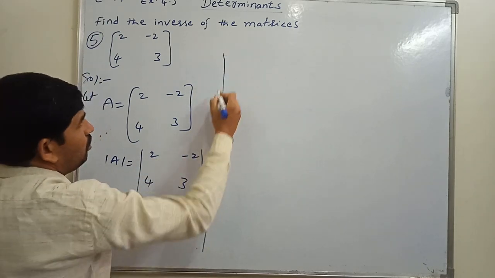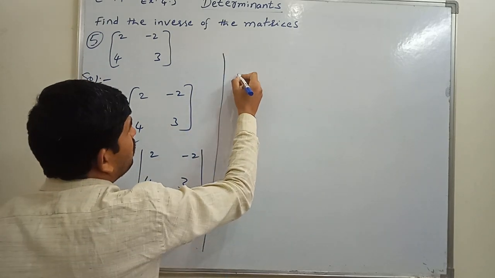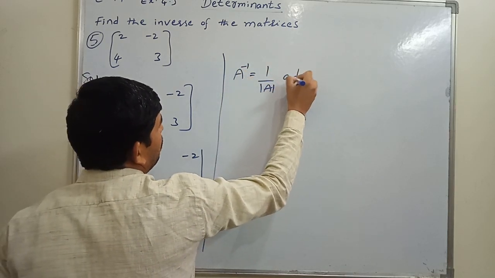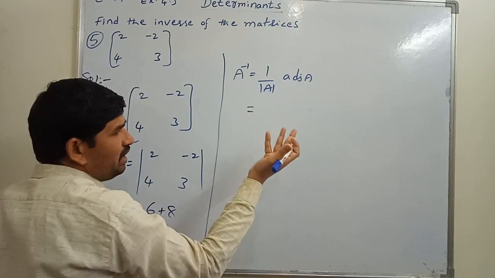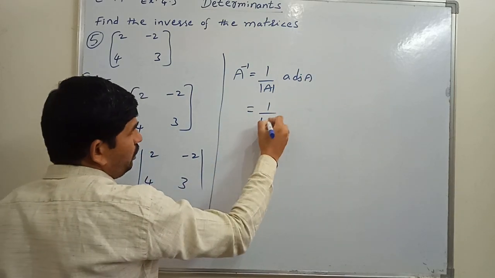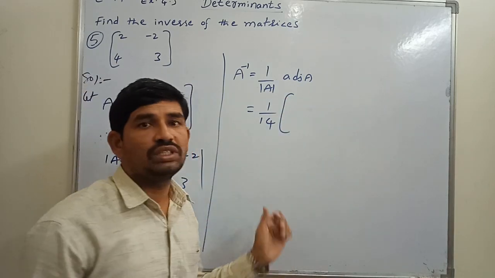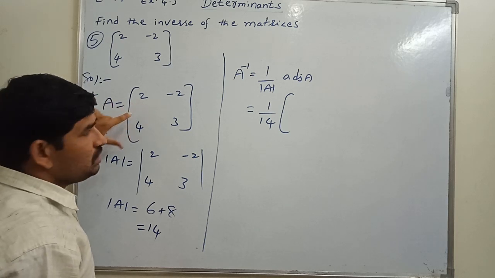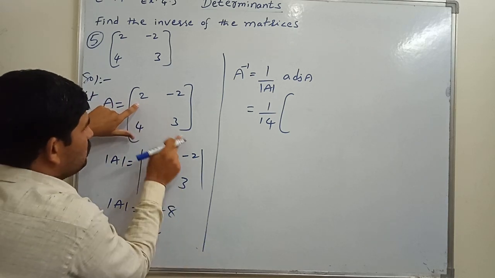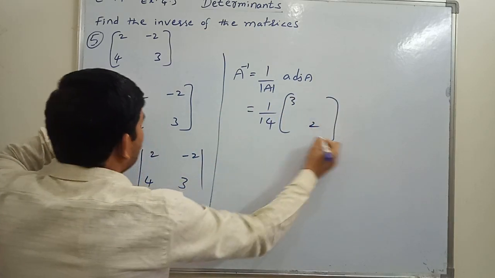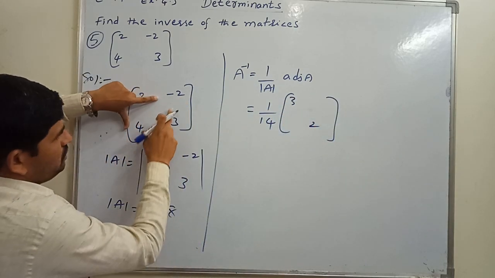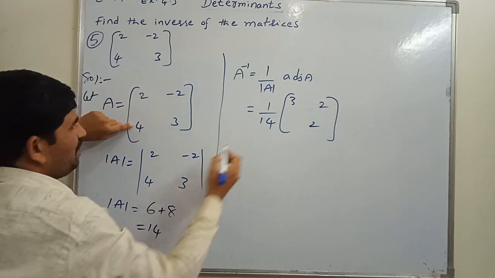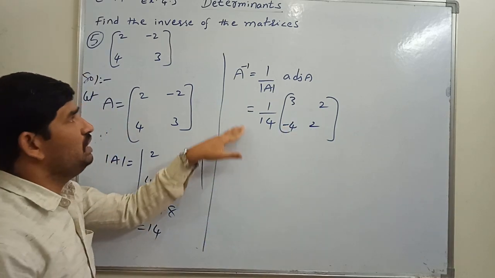After this, we have to find the adjoint, because we know the formula: A inverse is 1 by determinant of A into adjoint of A. So we can write directly 1 by the determinant of A, which is 14. We know how to write the adjoint of a 2 by 2 matrix. To write the adjoint, we just interchange the places of the diagonal elements, so 3 and 2. After that we change the sign for the other two. There is a minus, so we write plus 2, and plus becomes minus, that's all. So we got A inverse.